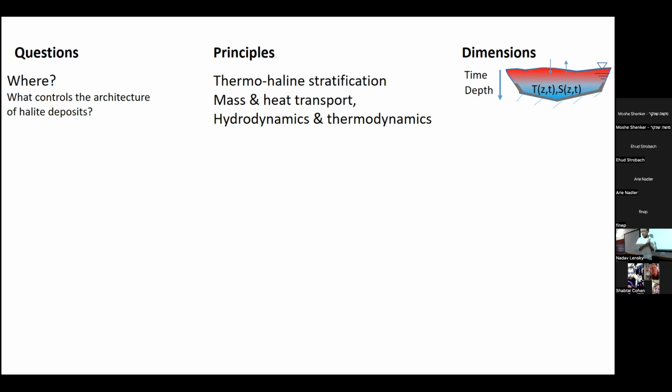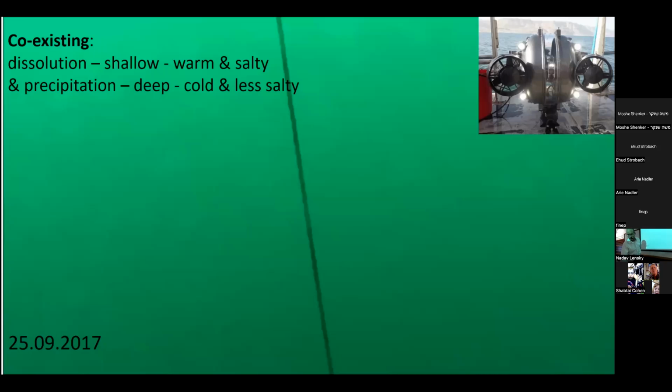So geologists have many ideas, but what is actually going on? To do that, we have to take into account the thermal stratification, which means variation in depth and time. Mass and heat transfer, we have to understand how these scalar fields are arranged. And it involves hydrodynamics, like we see here, and thermodynamics also, like we see here. Let me go the easy way. Let's take a short video with a robot.